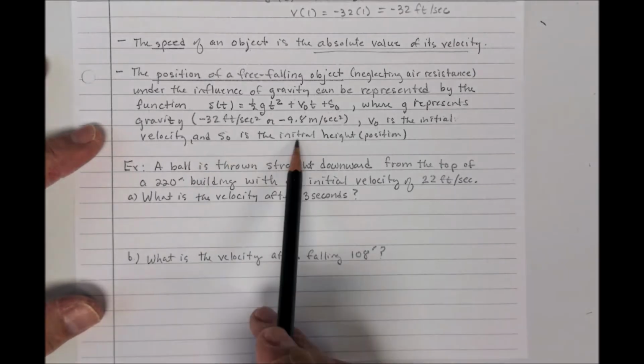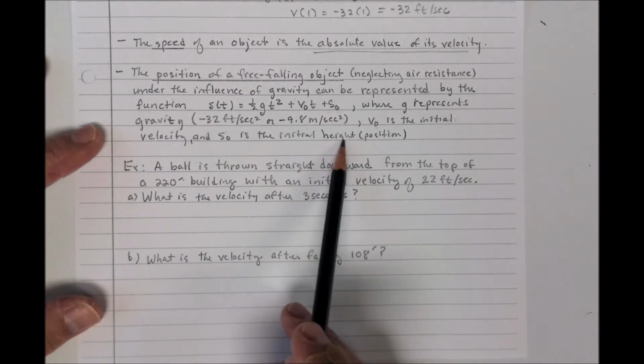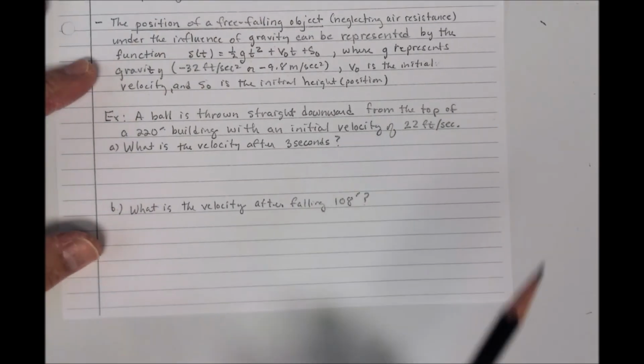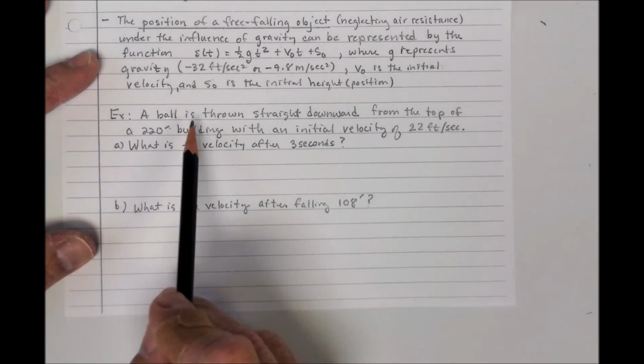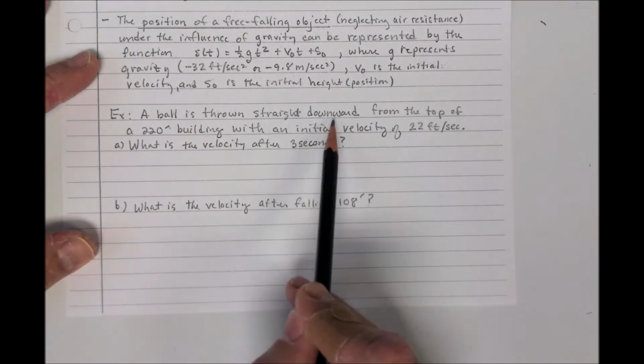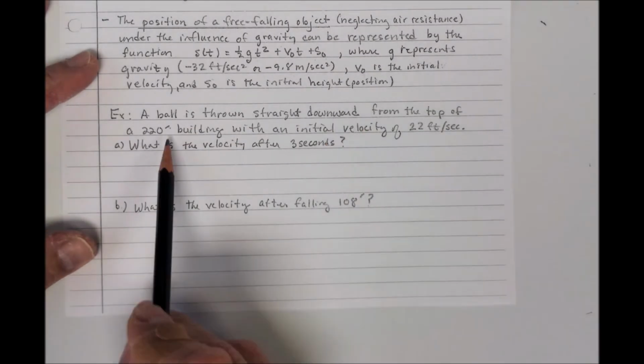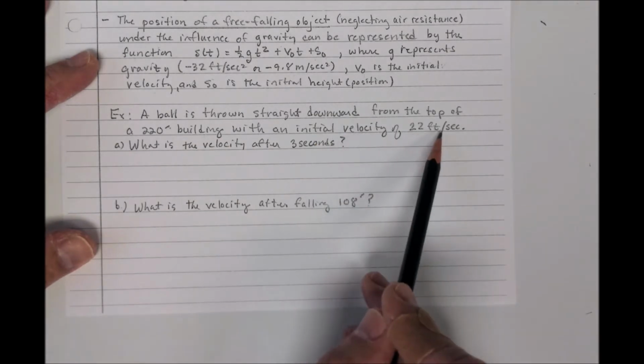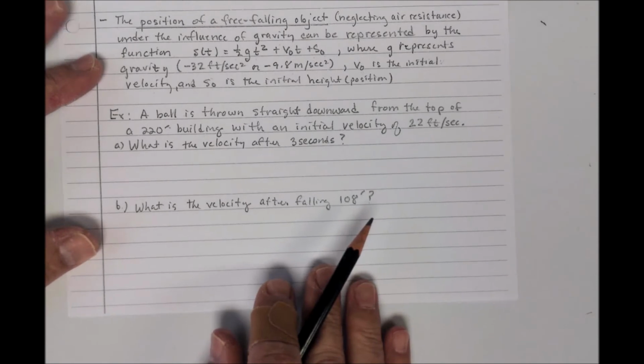And s sub 0 is the initial height or the position. So let's try an example here where we're going to try to find perhaps an instantaneous velocity. A ball is thrown straight downward from the top of a 220-foot tall building with an initial velocity of 22 feet per second. What's the velocity?